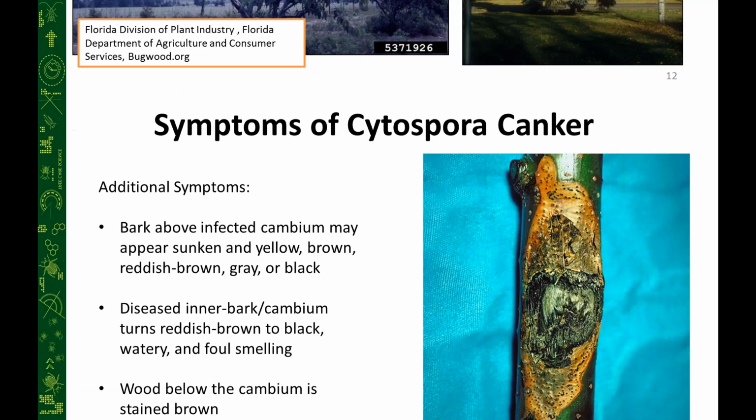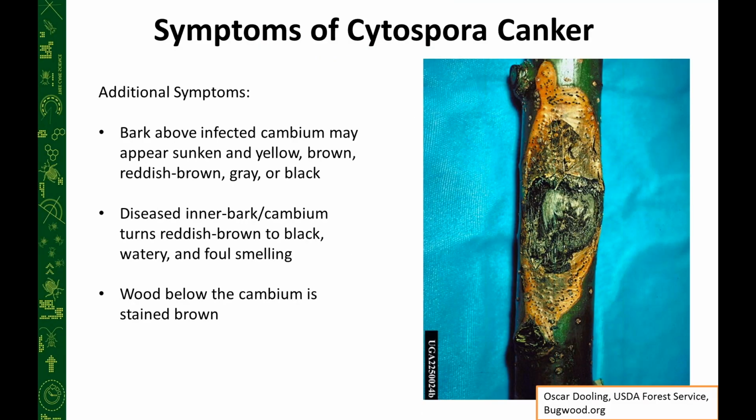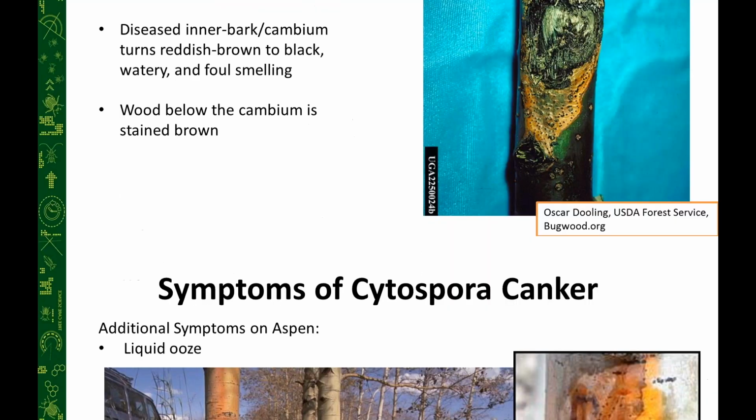Some other symptoms that we could be looking at here, again, is the bark above the infected area may appear sunken and yellow-brown, as you can see here in this picture. We also might get an odorous, brown, smelly substance within the actual canker itself. So these are some other issues to be looking at when we're trying to diagnose Cytospora canker over another disease.